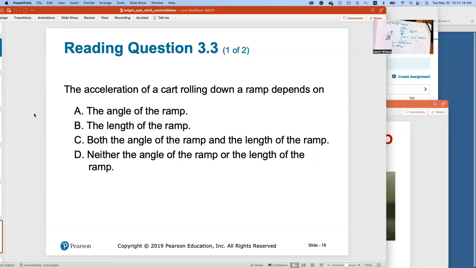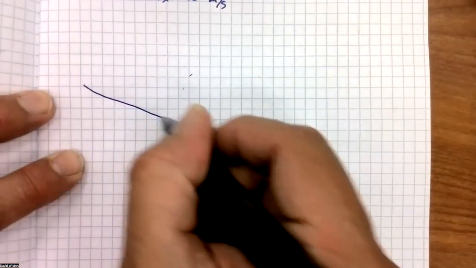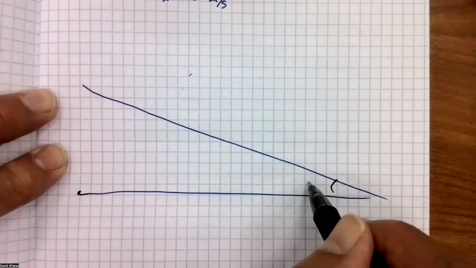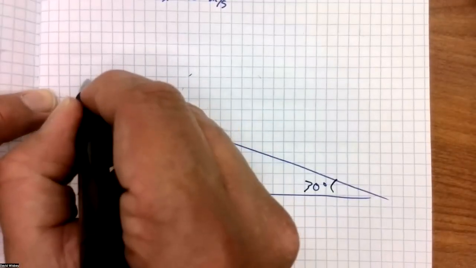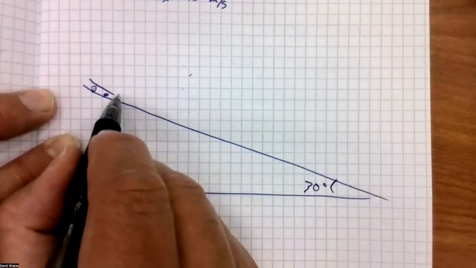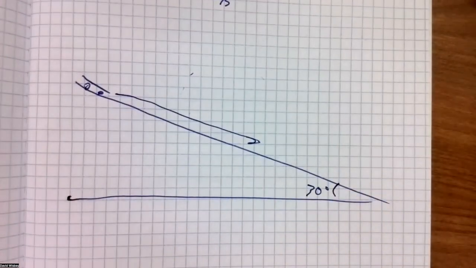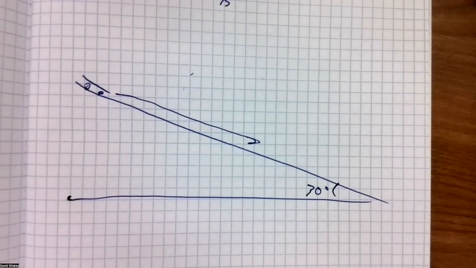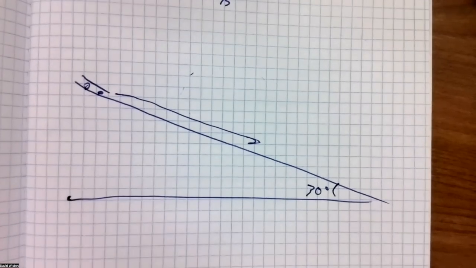If I make this really steep, then it's a little bit faster, right? But does it depend on the length at all? Because it doesn't. If the ramp has a constant angle, say 30 degrees, and I start up here on my skateboard and keep going, as long as the angle is constant, my acceleration doesn't change. And so it doesn't matter how long the ramp is. It's only the angle.